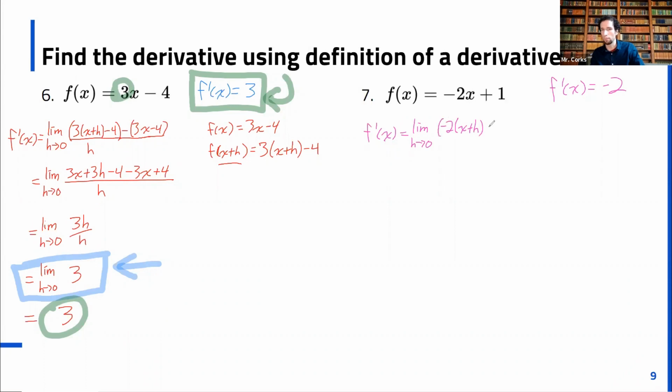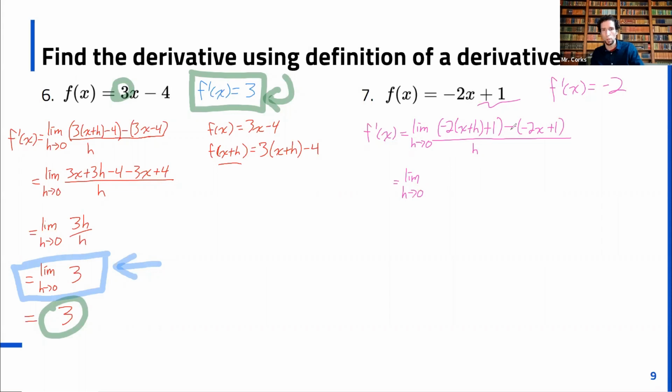You're missing something. You forgot something. You're still missing something that needs to come before that. What's going to come here? Plus 1. Yes, the plus 1. Can't forget about that part. It will cancel out, but we need to show mathematically that it cancels out. We can't just forget to write it. So plus 1 there. Okay, and that whole thing over h.